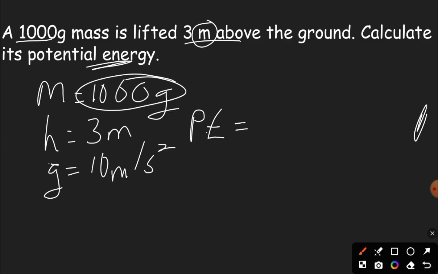So 1,000 grams equals 1 kilogram. So this is going to be 1. So 1 kilogram, which is the mass, multiplied by the acceleration due to gravity, which is 10, multiplied by the height, which is 3. So you have 30 joules.